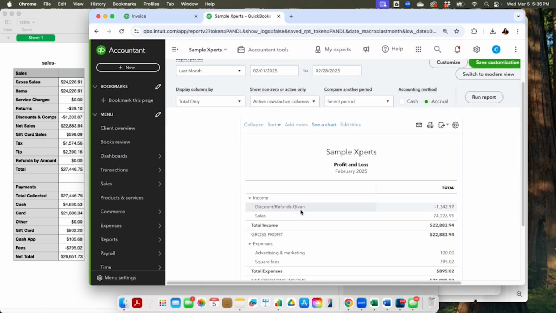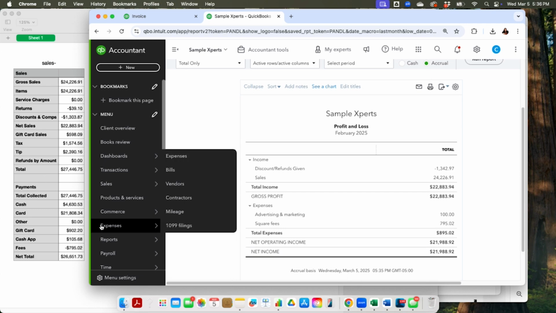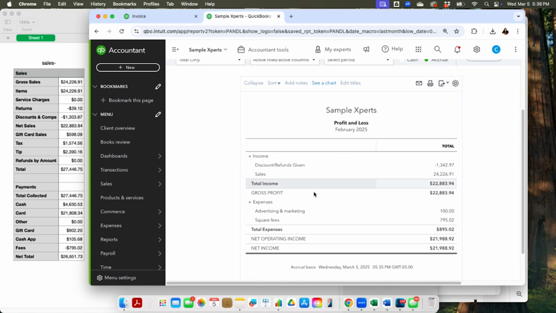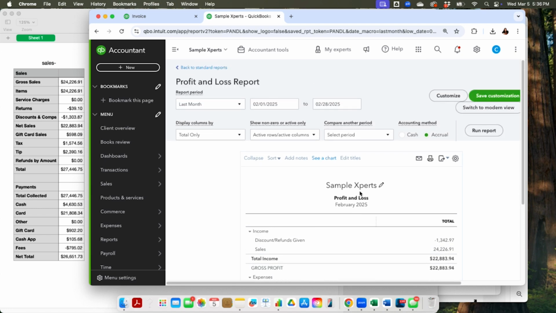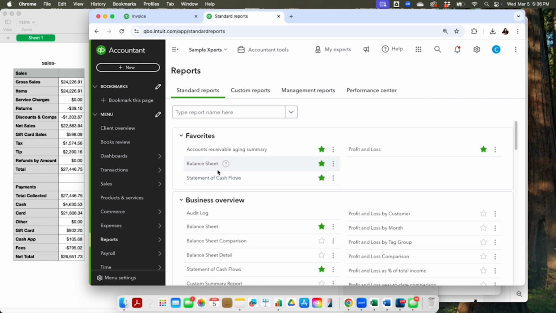22,883.94. Yes, that's the number I want to see. Okay, so the next one is the Square fees that I want to see here. And Square fees is the 795.02. Okay, this is other expense, by the way. Okay, so those are the numbers. Of course, you're going to have a lot more here, because you have all your expenses, and if you have other income, you may have other income here as well.